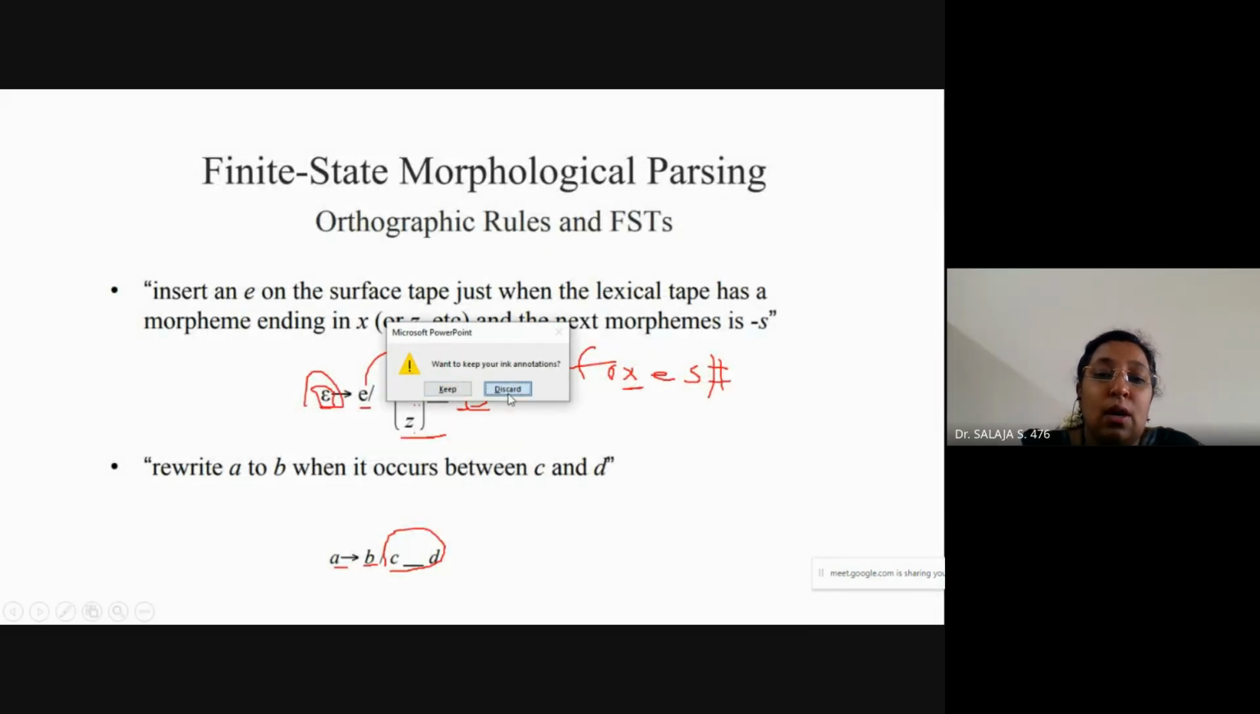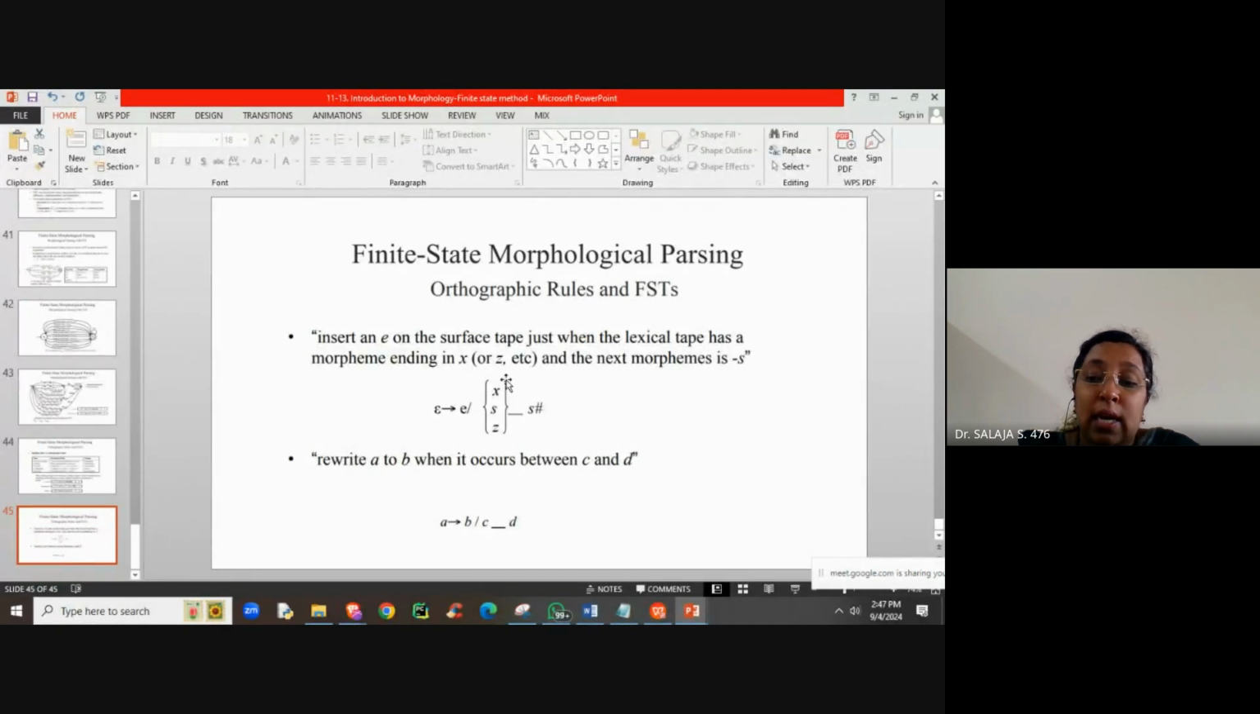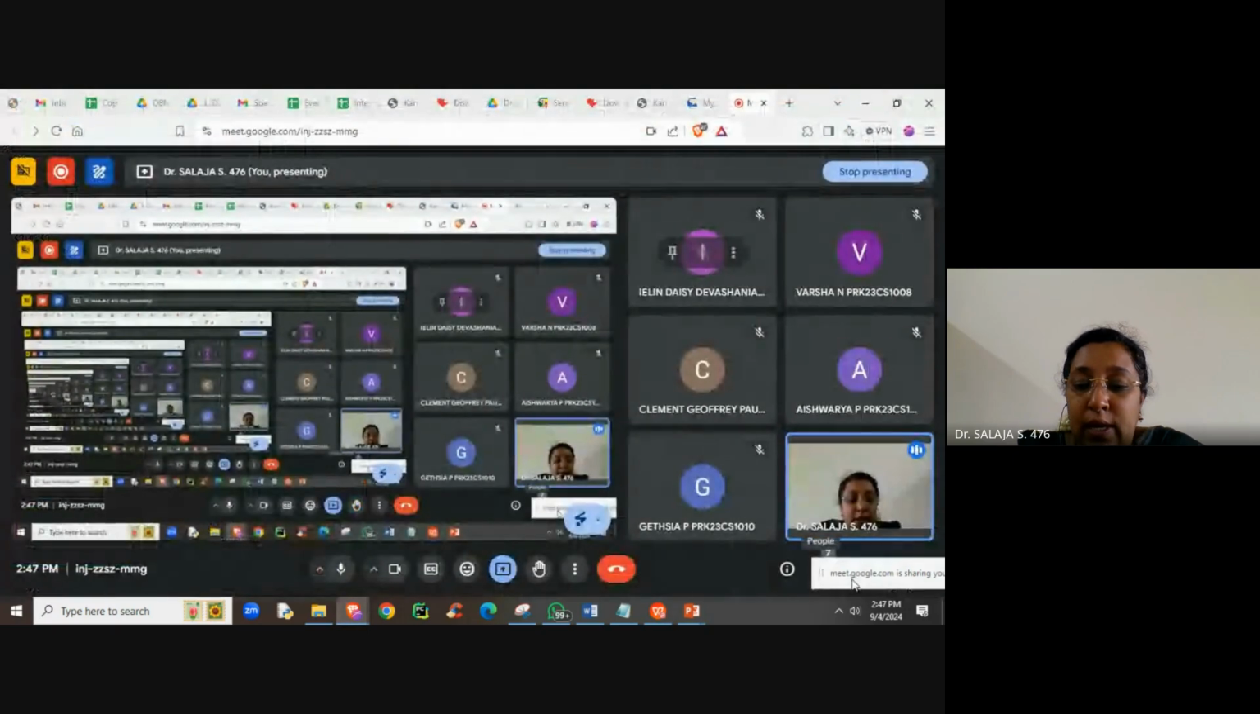We'll talk about how these things can be taken into language modeling by using various statistical models in the next class. If you have any doubts, you can ask me.